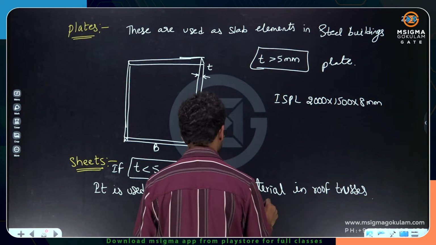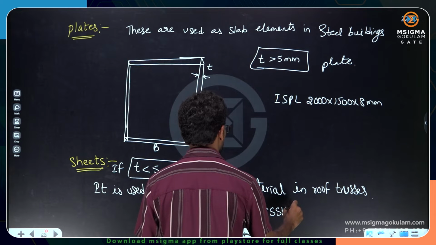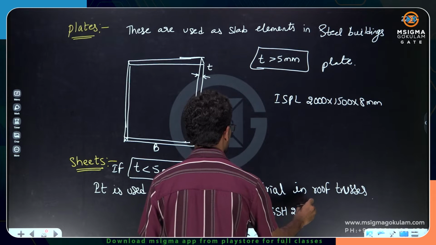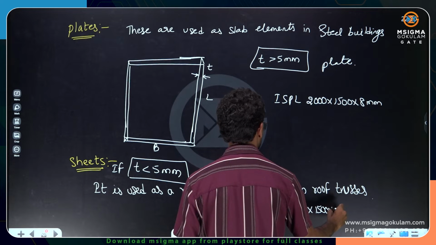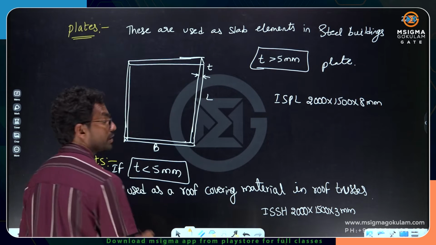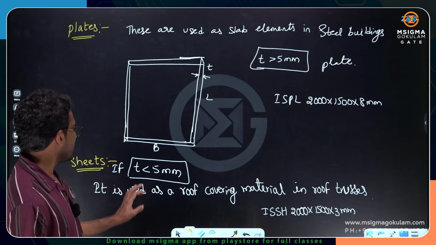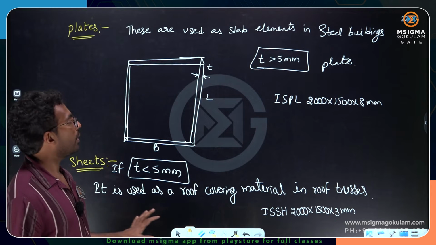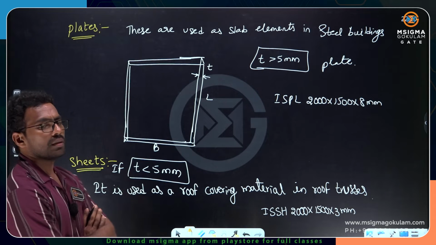And if you want to have sheets, Indian Standard rolled steel sheets, having length of 2000, width of 1500, thickness is 3 mm, because I told you already, to call a material a sheet, essentially its thickness should be less than 5 mm. Then only we call it a sheet, otherwise we don't call it a sheet. Okay, I hope you understand this. This is all about sheets.